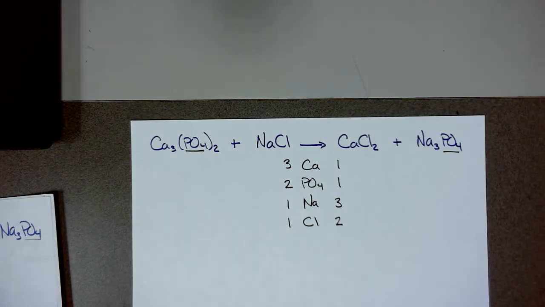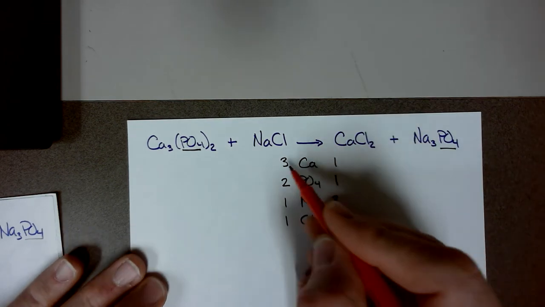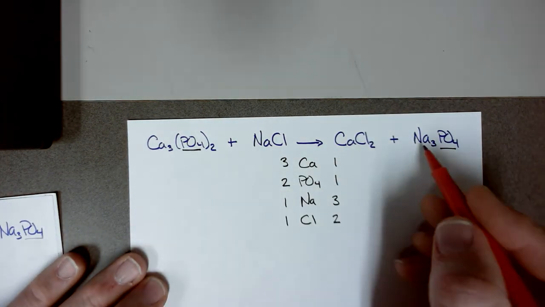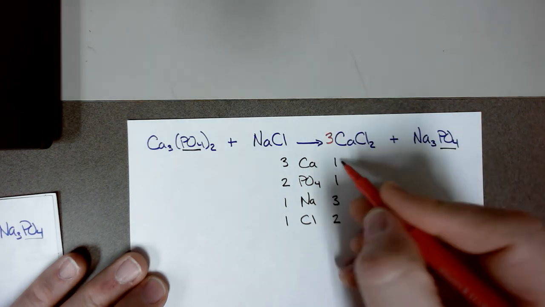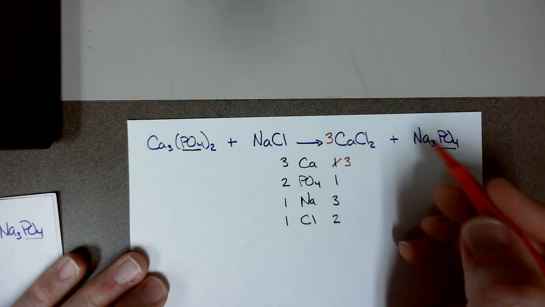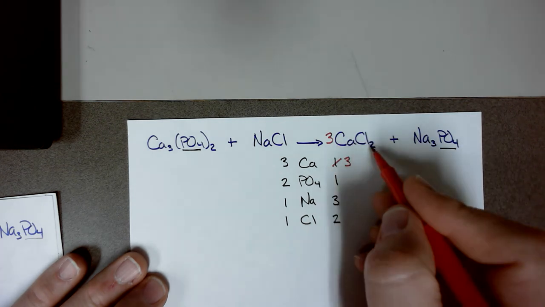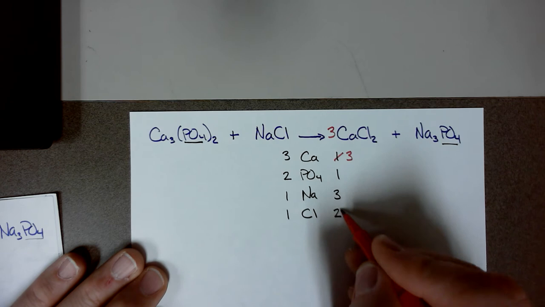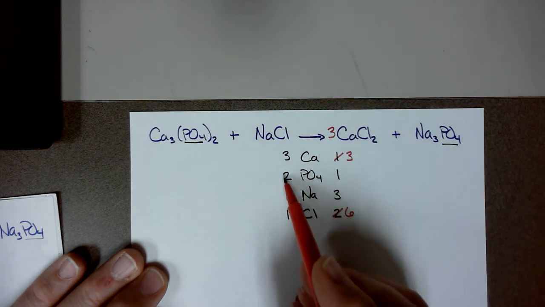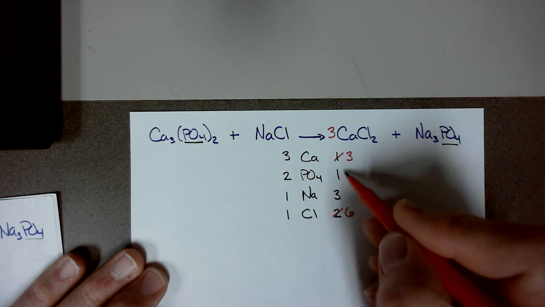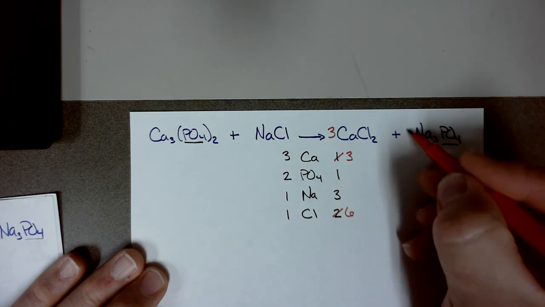So I would go about doing this. I'd say, okay, if I have 3 calciums on this side and I only have 1 on this side, I'm going to put a 3 in front. As soon as I did that, that goes to 3, and now I have 3 times 2, that's 6 chlorines, so that goes to 6 chlorines. Now, next one down the list is the phosphate. I have 2 on this side and 1 on this side, so I know to get 2 on this side, I need to put a 2 here.